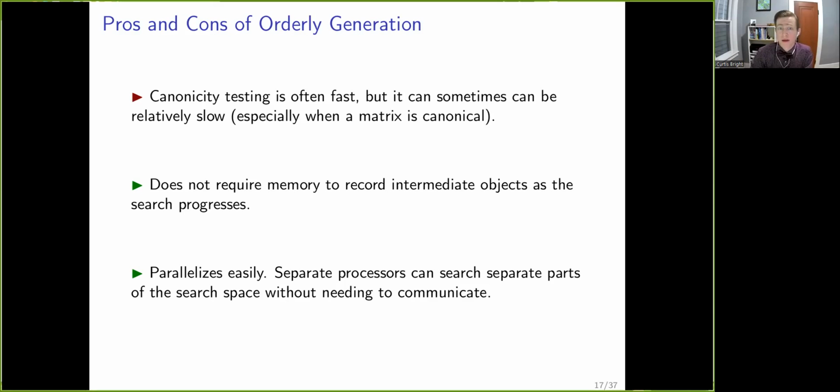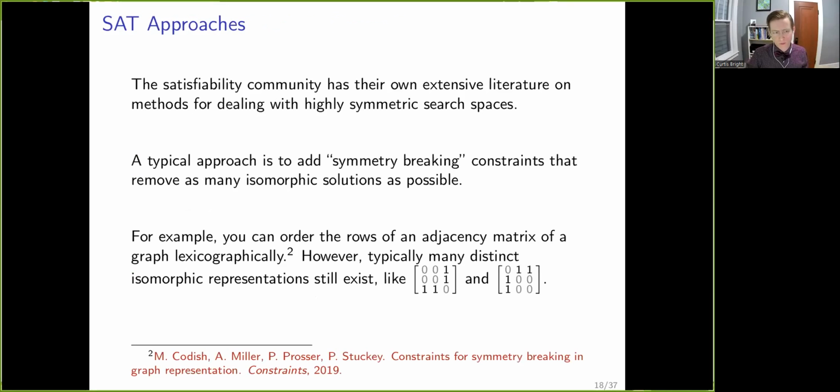This also makes the method parallelize easily, because if you just split up your search space into 1,000 subspaces, and you look at a canonical matrix, right? It's going to be in exactly one of those spaces, assuming the spaces are distinct, right? So you don't have to worry about separate processors recreating the search, because the one canonical matrix is going to be accepted in exactly one of those subspaces.